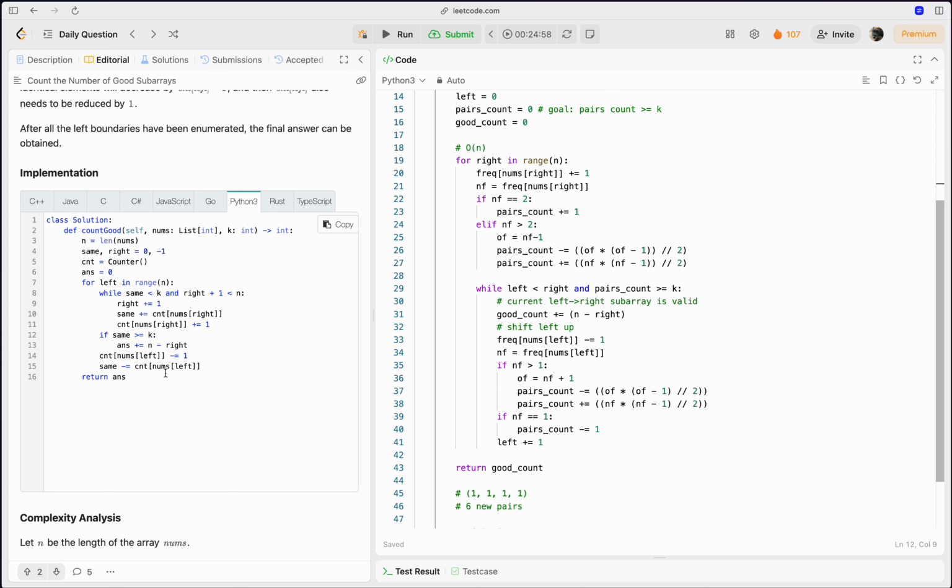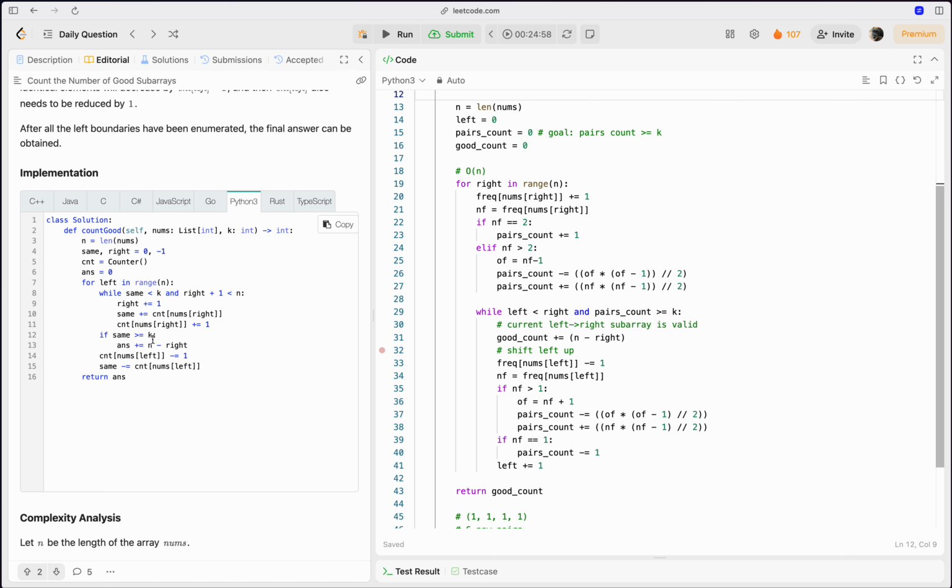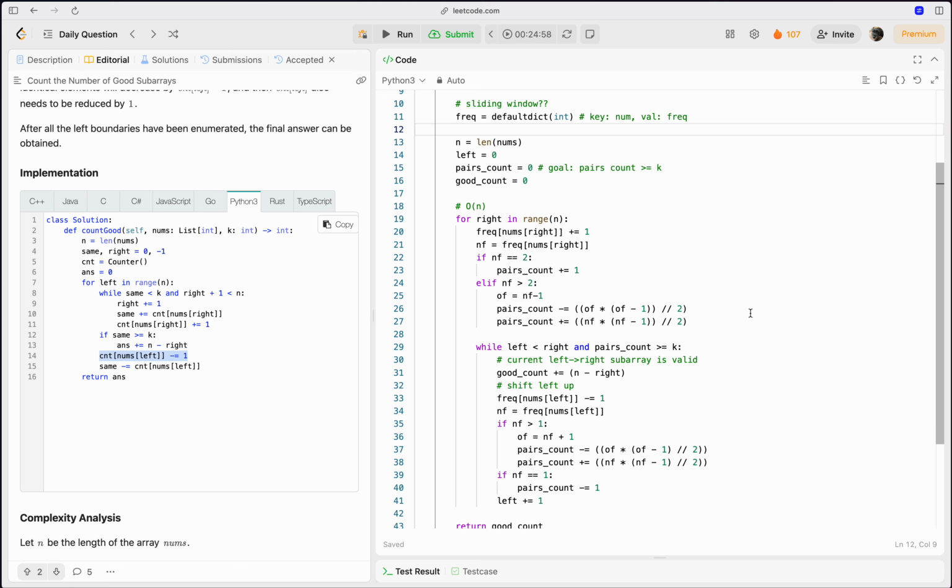They made it so elegant. Oh, if the hash map frequency goes down, then the pairs go down by that frequency. Interesting. So I guess I overcomplicated things, but I'll leave it in.